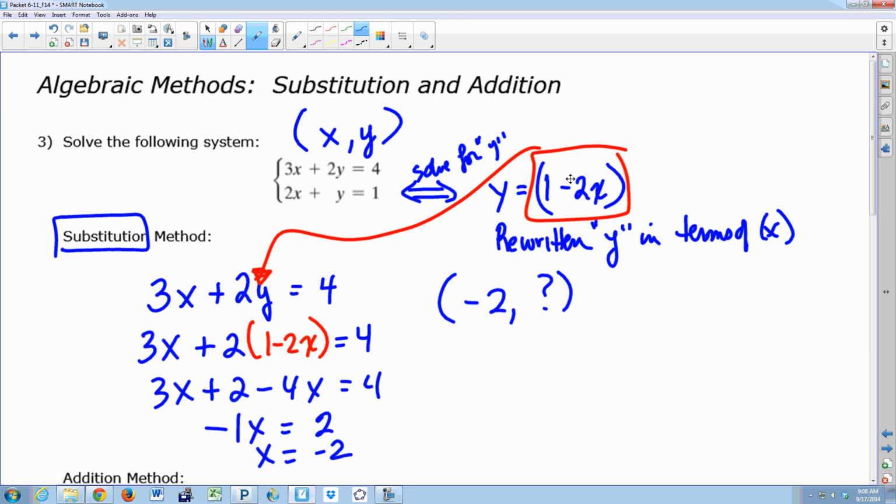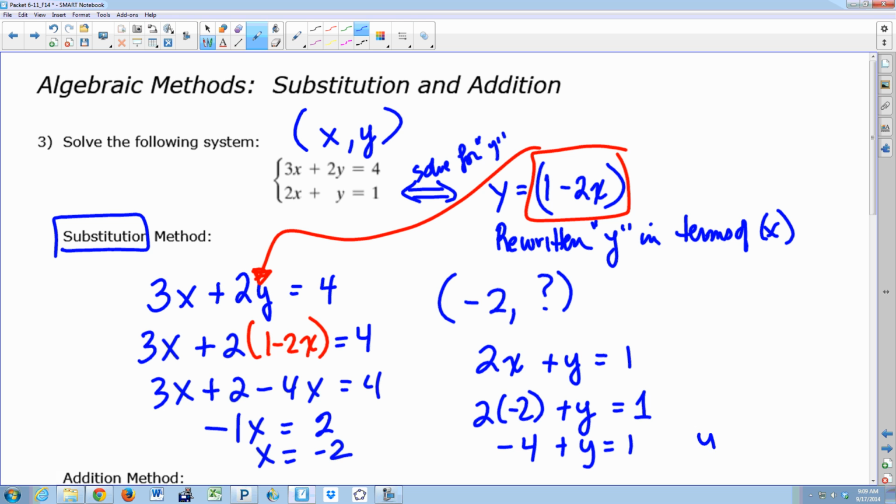Now here's where you got to be careful. Never use any of the equations you've rewritten, because if you made a little mistake, your mistake will reinforce itself. Always go back to one of the original equations. And if you're really tenacious, you'll check both. But all you have to do is check one. So let's go back to the second equation here, which is 2x plus y equals 1. And where I see x, I'm going to replace it with a -2. And then I'm going to solve this for y. So this is -4 plus y is 1. Y equals 5. (-2, 5) is the solution to the system.